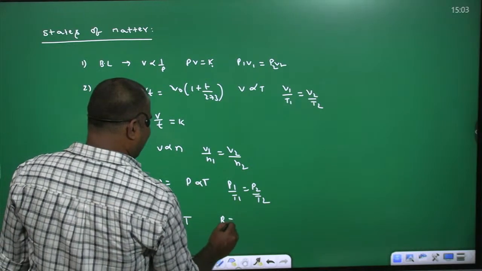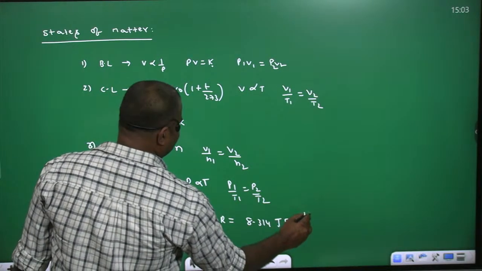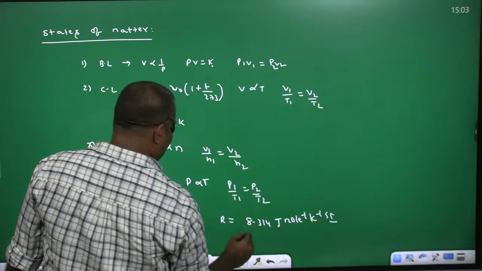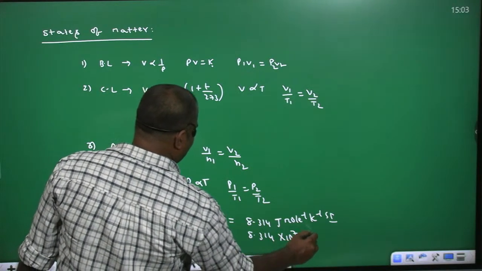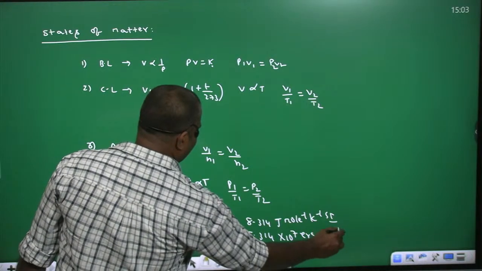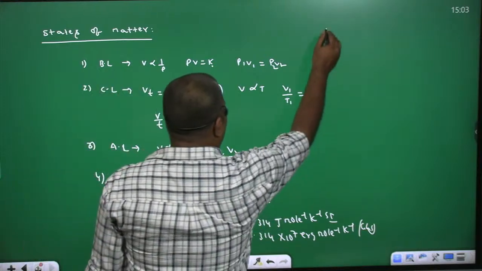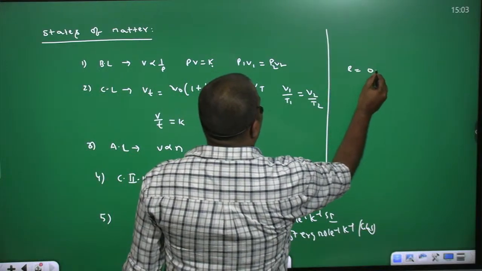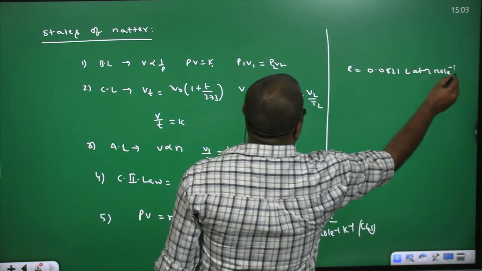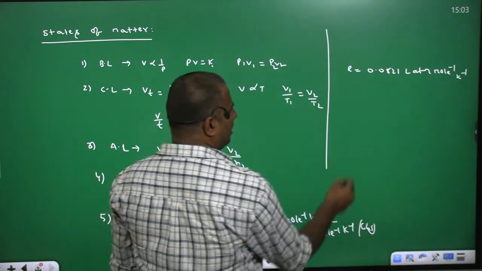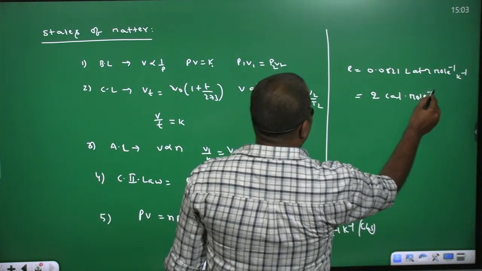Here R is the ideal gas constant, which has the value 8.314 joule mole inverse Kelvin inverse in SI units. Otherwise you can write 8.314 into 10 power 7 erg mole inverse Kelvin inverse, this is CGS units. Otherwise you can take R value 0.0821 liter atmosphere mole inverse Kelvin inverse. Otherwise approximately 2 calorie mole inverse Kelvin inverse.